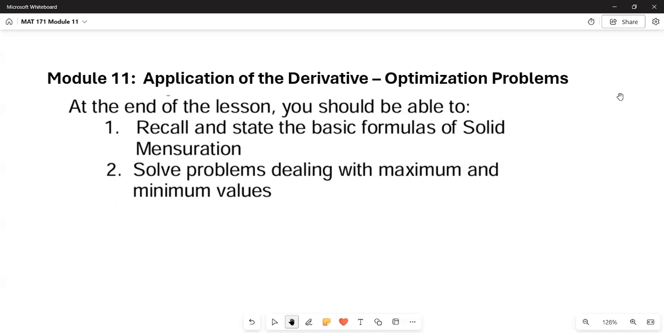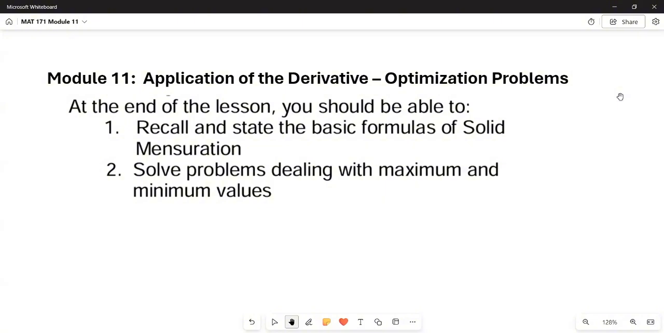But before we discuss kung ano yung mga topics and concepts na nandito sa optimization problems, let us first identify the lesson objectives of this module. First is to recall and state the basic formulas of solid mensuration. So actually, the topic under your solid mensuration in the subject, in-skip natin, but I suggest balikan nyo lang, i-scan nyo lang siya. But anyway, i-discuss naman natin briefly yung ating mga formulas pagdating sa solid mensuration bago tayo mag-start solving optimization problems.